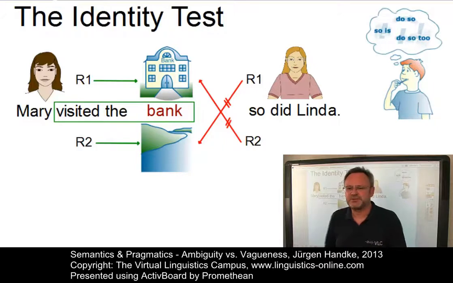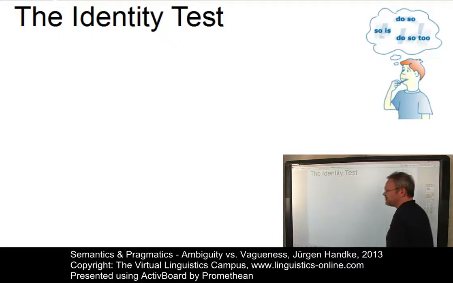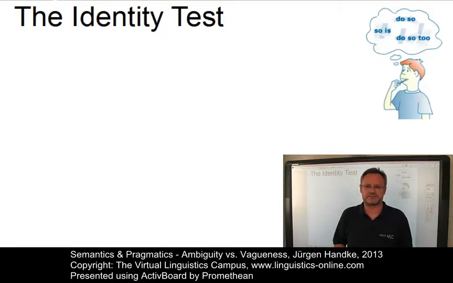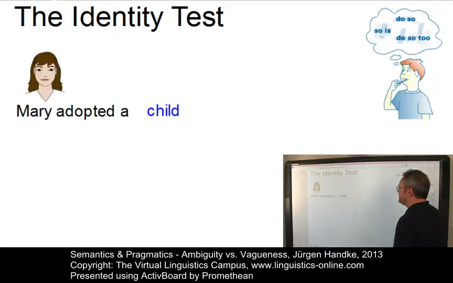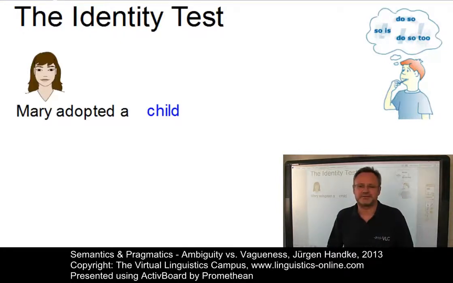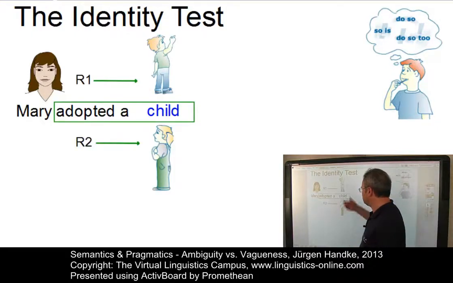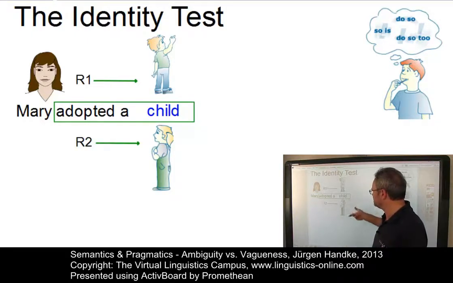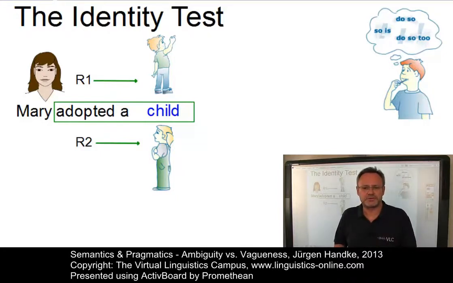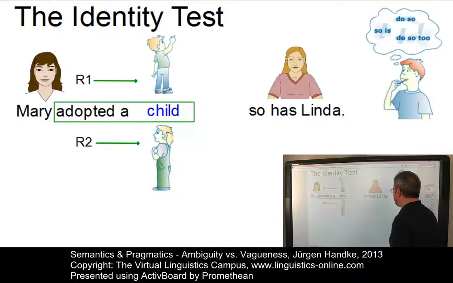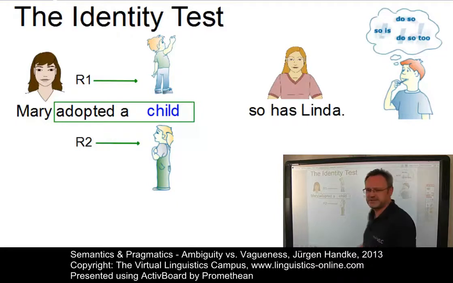Let us now take an example where conflicting interpretations are possible. Here is one. Mary adopted a child. The lexeme child can have several interpretations, among them a boy or a girl. So Mary adopted a child could mean that Mary adopted a child who's a boy, or Mary adopted a child who's a girl. If we now add our do so clause, well, in this case it'll be a has so clause, so has Linda.